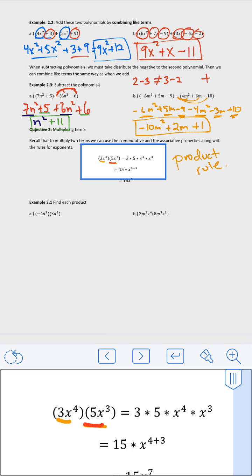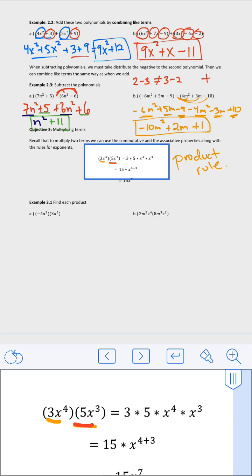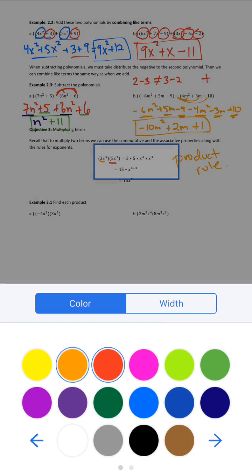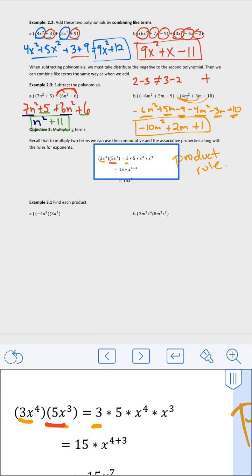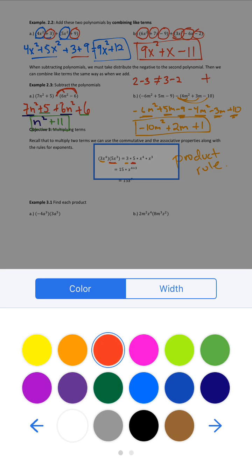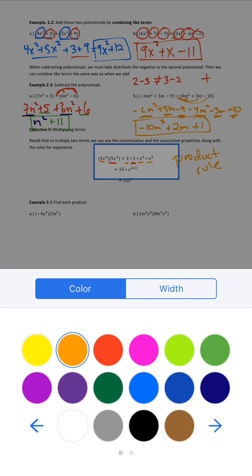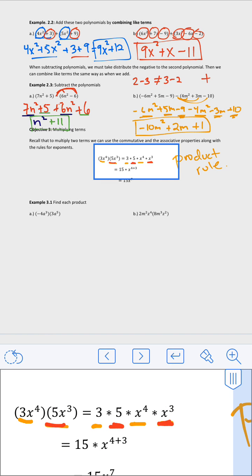Because I've got multiplication, multiplication, multiplication, multiplication, I can rewrite it so that the numbers are in front. I've got the 3 and the 5, right? And then the variables are at the end. The x to the fourth and the x to the third. So I've split up the term into its coefficients and its variables. You see what I've done there?